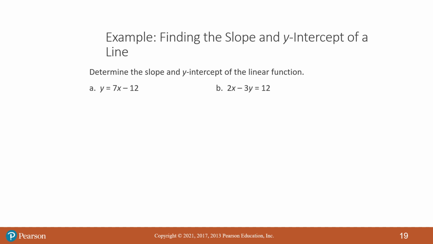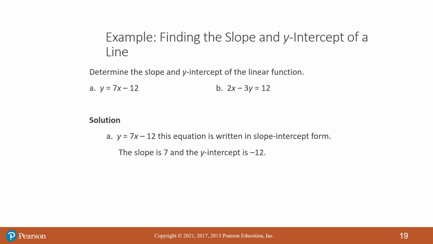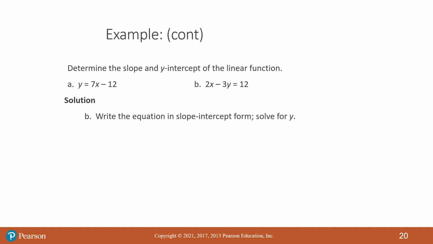Okay, A says y equals 7x minus 12. Solution. Which one's the slope? Which one's the y-intercept? Take a second now. Identify it yourself. Luckily, the first equation is written in what we call slope-intercept form. The slope is 7. The y-intercept is negative 12. The slope is the one that's on the x. The y-intercept is the constant. We're done.